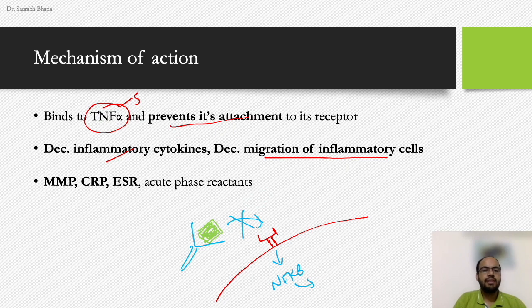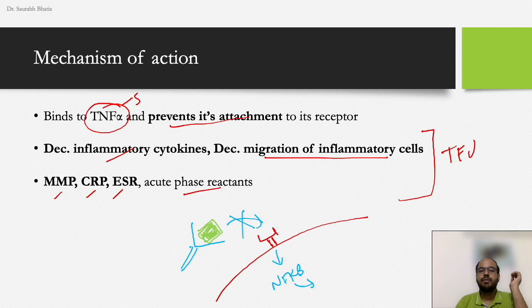So there are decreased inflammatory cytokines and decreased migration of inflammatory cells. Also, matrix metalloproteinase is responsible for fibrosis. The increased CRP and increased ESR that we see in psoriasis are also decreased. Acute phase reactants are also decreased. So these are all the functions of TNF alpha, and because of its blockage, we are not able to have the inflammatory activity seen in our disease, and thus infliximab leads to improvement in inflammatory disorders. Clear?